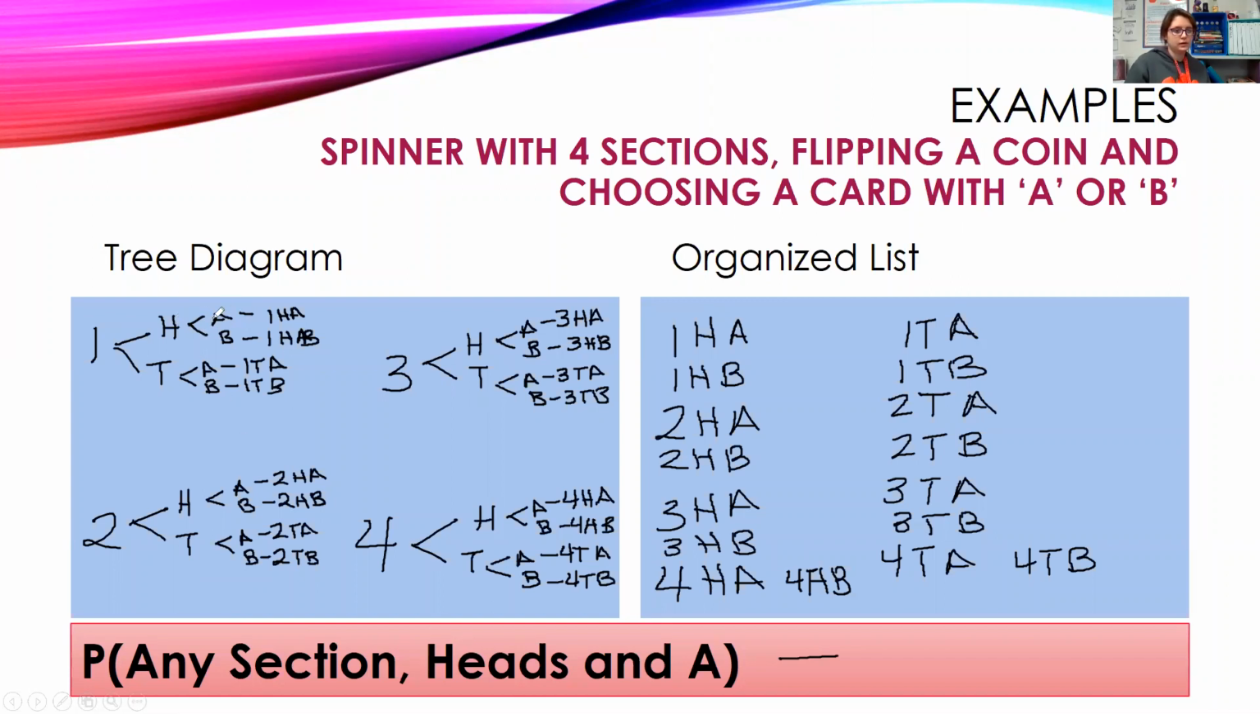So I can see 1 here, a 1 heads A, a 2 heads A, a 3 heads A, and a 4 heads A. And it corresponds with our organized list here. So I can see I have 1, 2, 3, 4 outcomes that follow the requirements of any section, 1, 2, 3, and 4, having a heads and an A, out of how many total possible? Well, I have 4 for each number. There are 4 numbers, so that's 16 possible outcomes, which gives me a 1 in 4 chance.